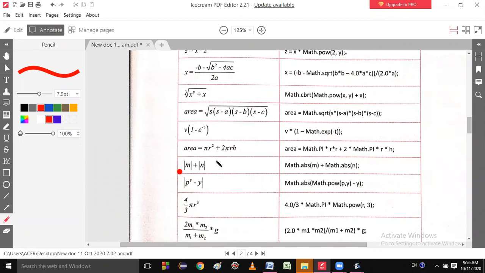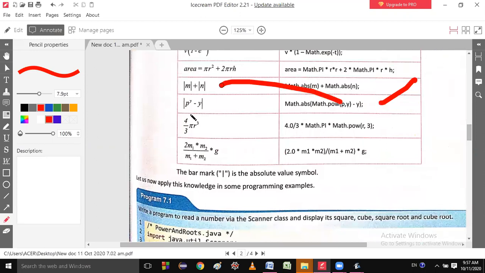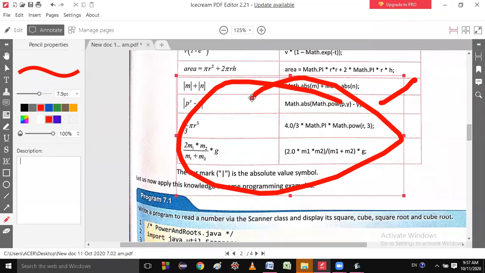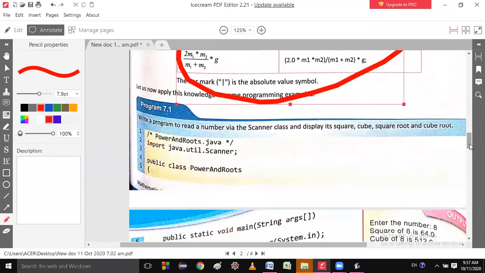Okay, how will you write mod m plus mod n? Math.abs(m) plus Math.abs(n). Yes. How will you write this one? Math.abs, then again bracket Math.pow(p, y minus y). This one. I think these are very simple. And can you do all the others or not? Can you do? Yes, sir.